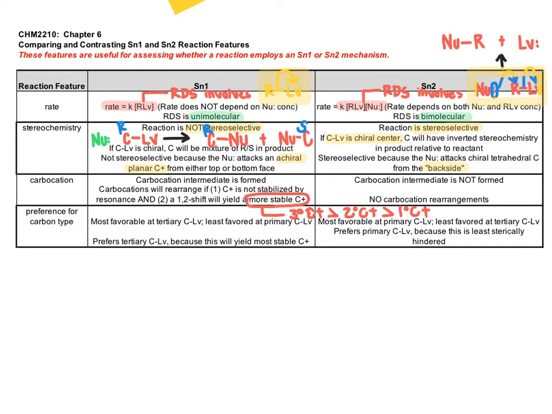On the other hand, if we take a look at the right-hand side here for the Sn2 reaction, Sn2 reactions do not involve the formation of a carbocation due to the fact that it's just a one-step mechanism where the nucleophile comes in and attacks at the same time the leaving group leaves. Therefore, there can be absolutely no carbocation rearrangement.